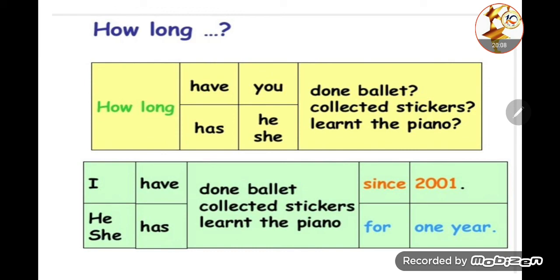Okay? In the next video, inshallah, we will talk about how to use how long. And the answer is going to be with since and for. And I will show you the difference between present perfect simple and present perfect continuous with since and for and how long. Okay?